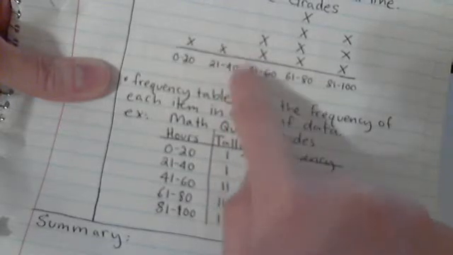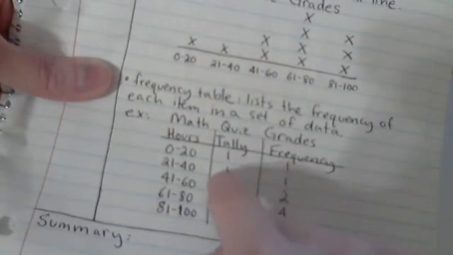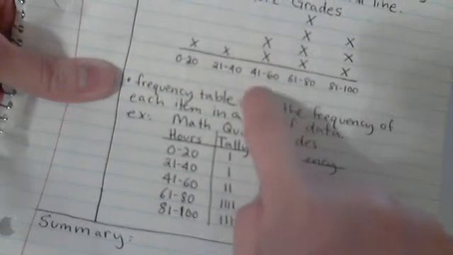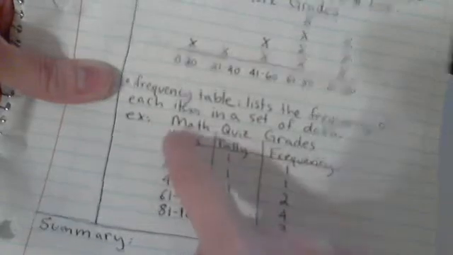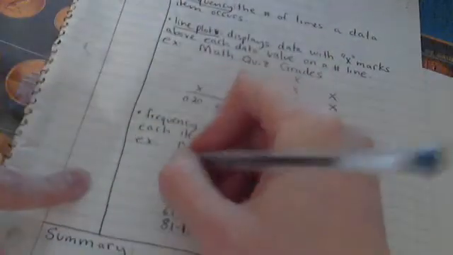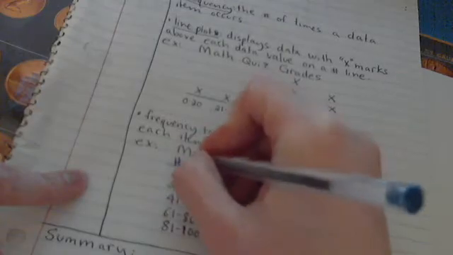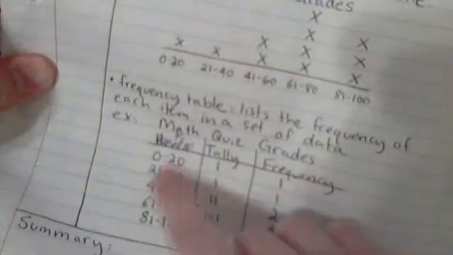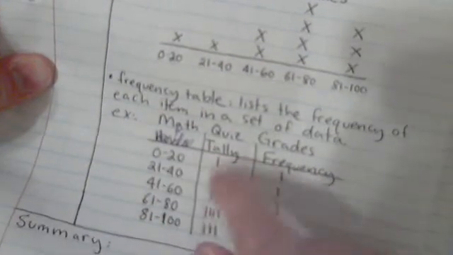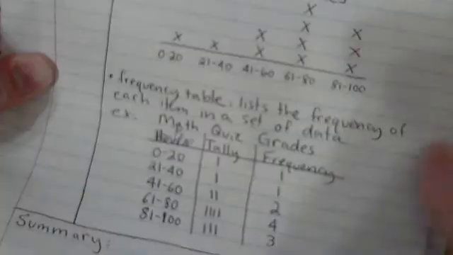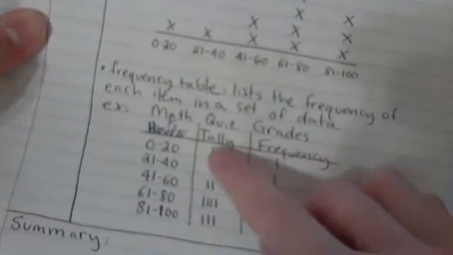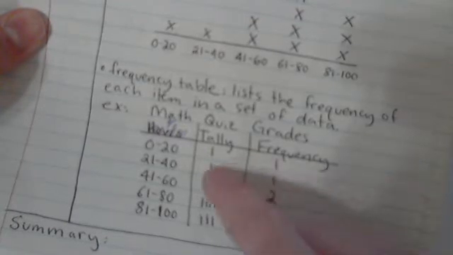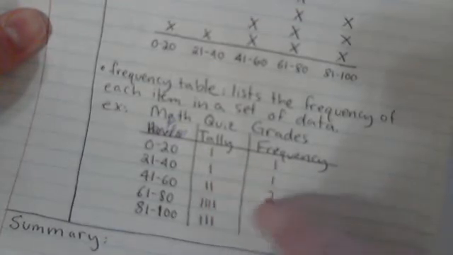How many people had between 21 through 40? 1. So I only put 1 tally. How many people got 41 to 60? 2 tallies, and so on. You should already know that. Sorry, that's supposed to be grades. Okay, so that's supposed to be percent. So the percent is that. This is the tally. You just put a little line next to however many people there were. And then frequency, you just count up how many lines. So there's 1 line, so I put 1. And then there's 1 here. There's 2, so I put a little 2.